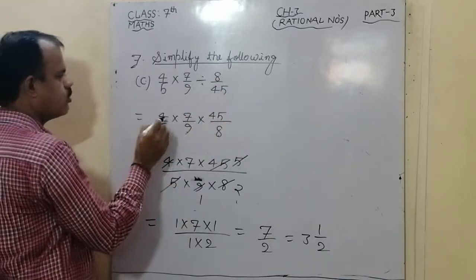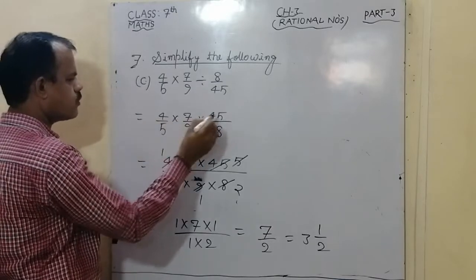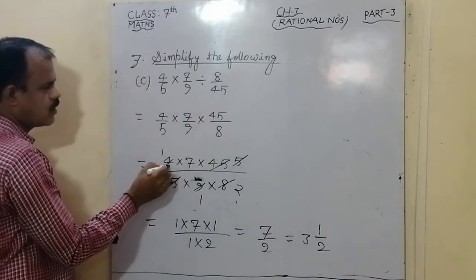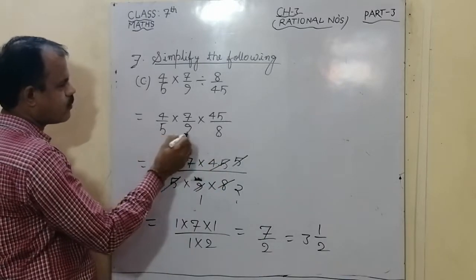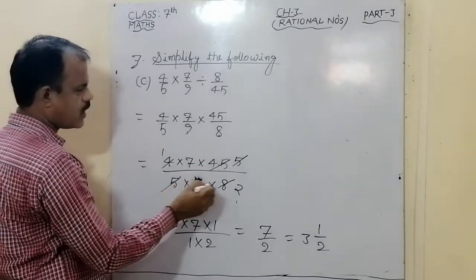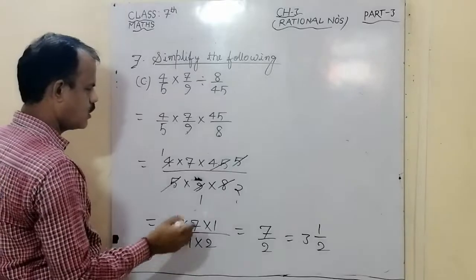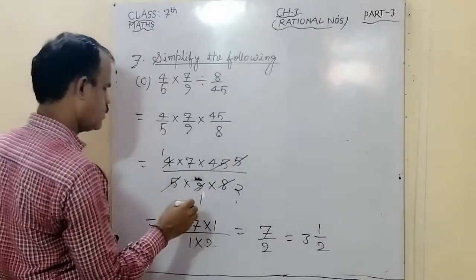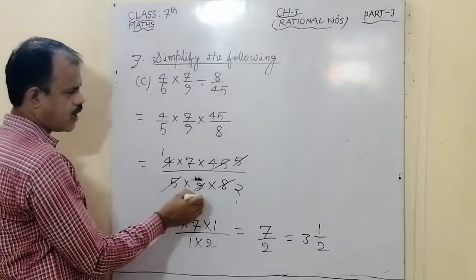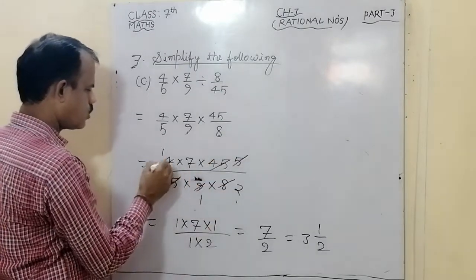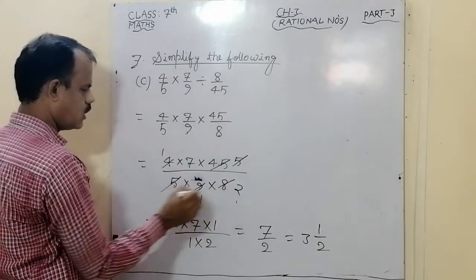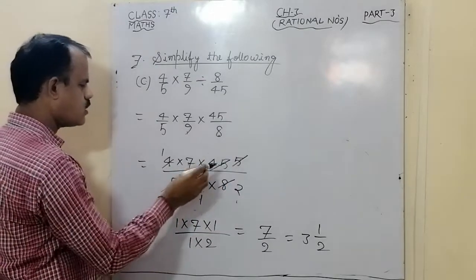Now see here, numerator place number is 4 7 45. So we write here 4 multiply 7 into 45. Denominator place number 5 9 8. 5 multiply 9 multiply 8. Now look here, 9 1 ja 9, 9 5 ja 45. Okay, 4 1 ja 4, 4 2 ja 8, and this 5 5 cancel.